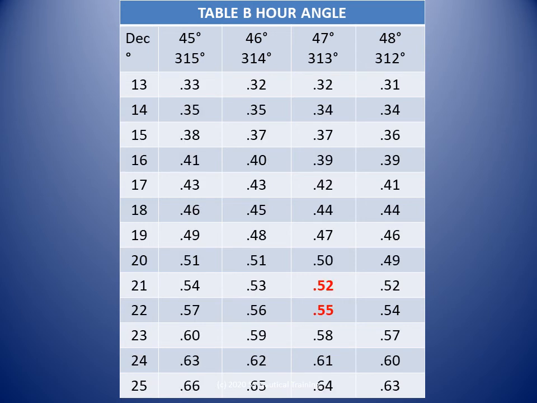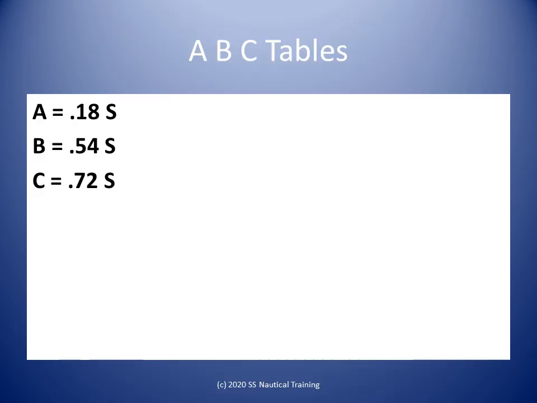The B table is entered with the LHA and the declination. For our angle, 313 degrees, and declination, 21 degrees 50 minutes, the table value is between 0.52 and 0.55. We will use 0.54.